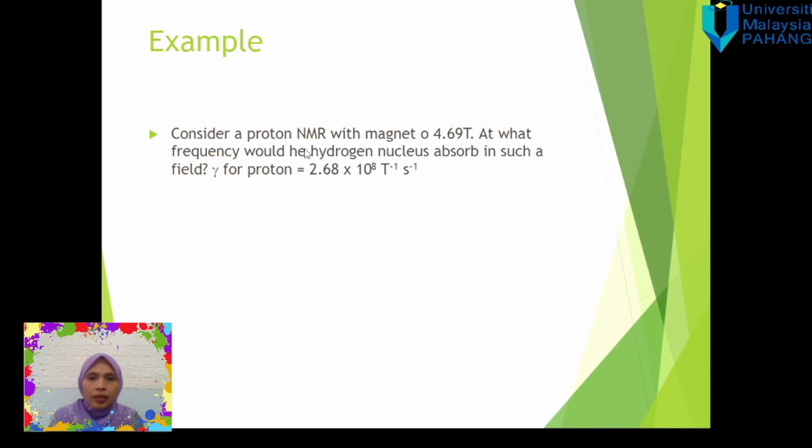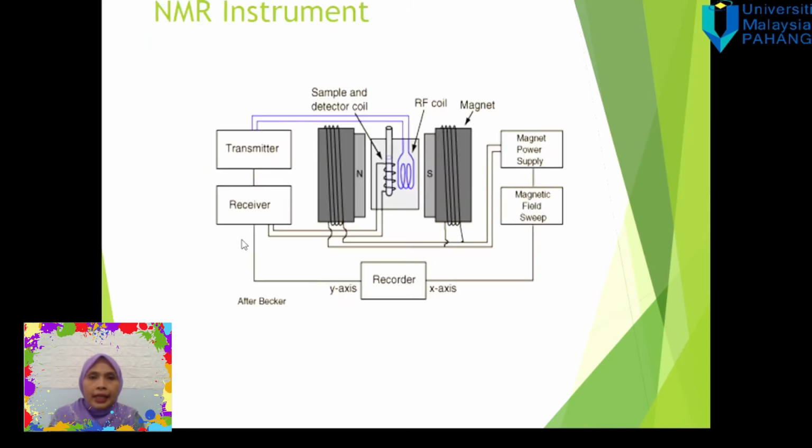When a proton is placed in a constant magnet, try to calculate the frequency that needs to be absorbed by the hydrogen nucleus. After given all this formula, you have to put the formula E is equal to hν and convert hν back to the magnetic ratio times Planck constant divided by 2π and get the frequency for this answer.